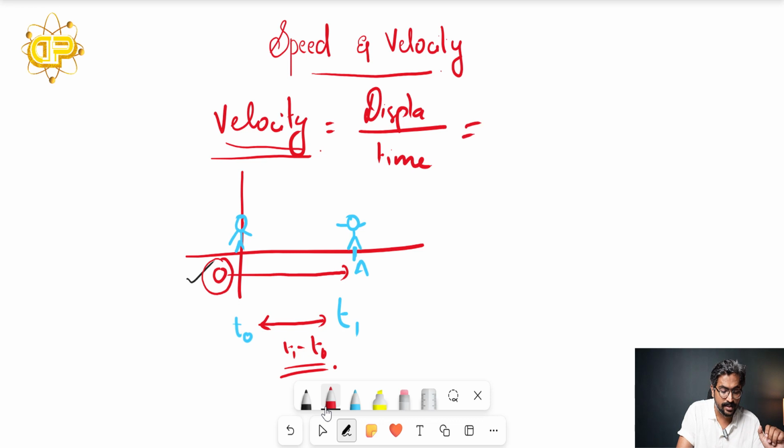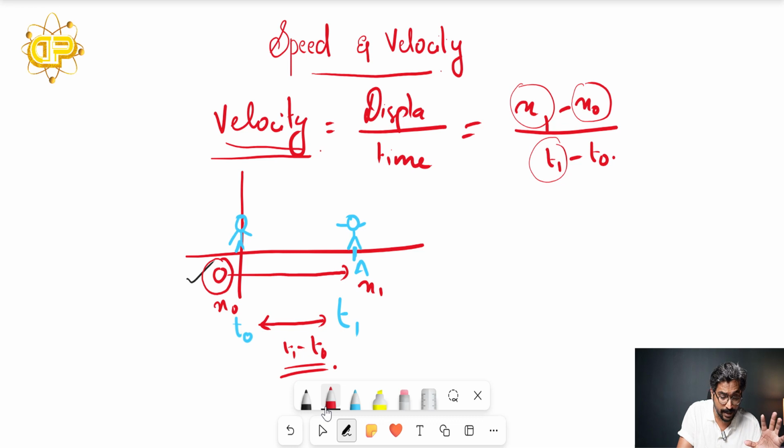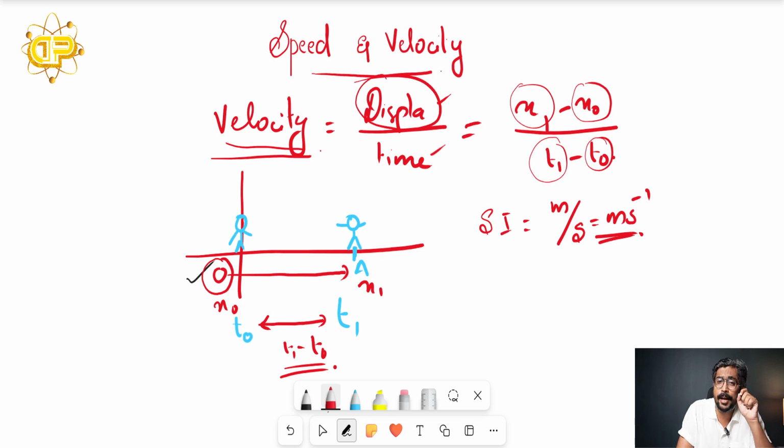So if this is x0 and this is x1, then velocity is x1 minus x0 divided by t1 minus t0. Why? Because x1 is the position at time t1 and x0 is the position at time t0. Or simply we can say it is delta x by delta t. So here also, the SI unit is displacement by time, right? Displacement has a clear-cut idea about direction. That is, it is the shortest distance traveled by an object from one point to another point. So definitely direction comes into play. So we can say it is a vector.